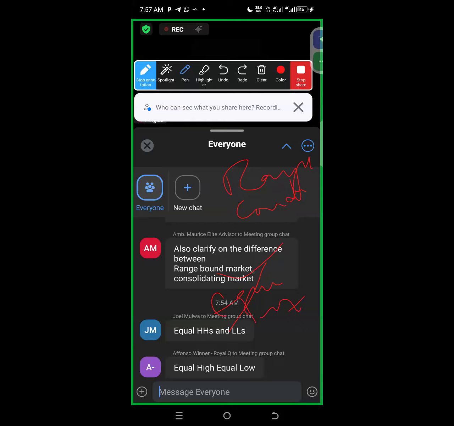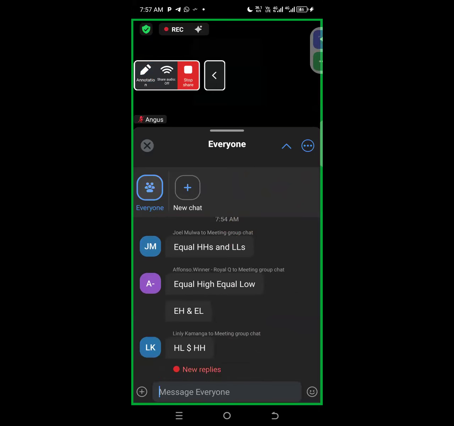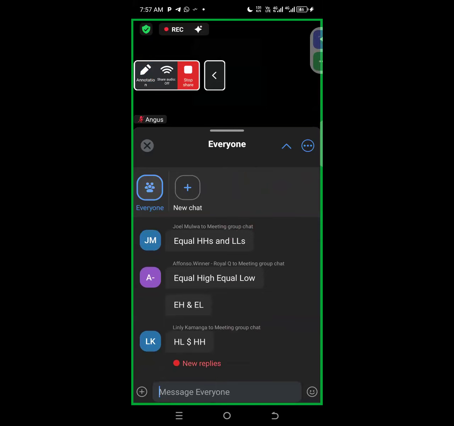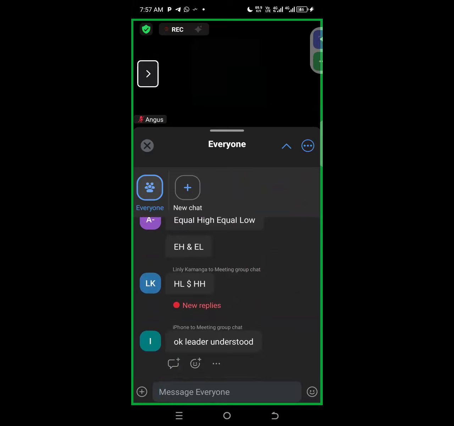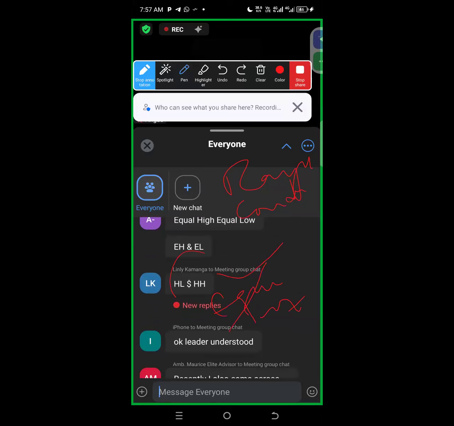Hope you get it right. All right. So equal highs, equal lows, equal highs, equal lows. So it is not higher low, higher high. Take notice. Lily, I've corrected you on this, right?